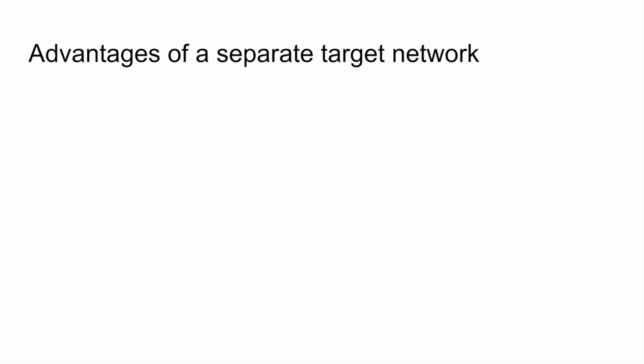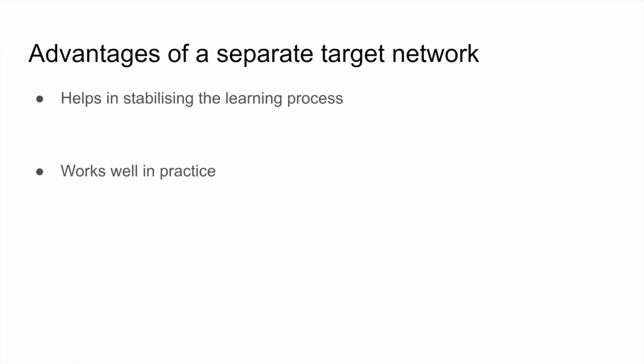So again, what are the advantages of using a separate target network? Well, firstly, it helps in stabilizing the learning process, as instead of chasing moving targets, you now have some kind of stability in your problem. And secondly, as we'll see later in the results, it works pretty well empirically.